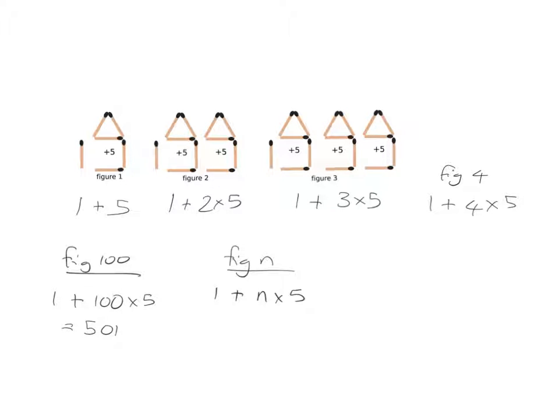And then just to write that nicely in terms of algebra, you remember that in algebra we write n times 5. Typically we just write that as 5n. And more conventionally, we'd write it as 5n plus 1. So this formula can easily help us then if we wanted to know how many matches there were in figure 20. We would just say it is 5 times 20 plus 1, which is 101.